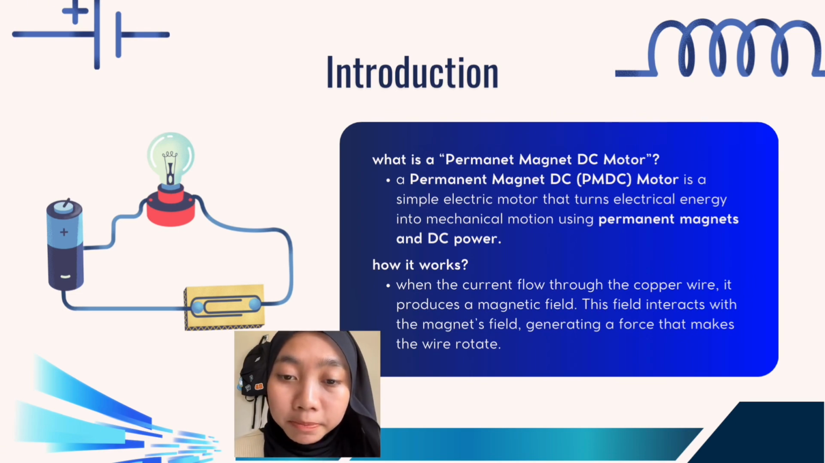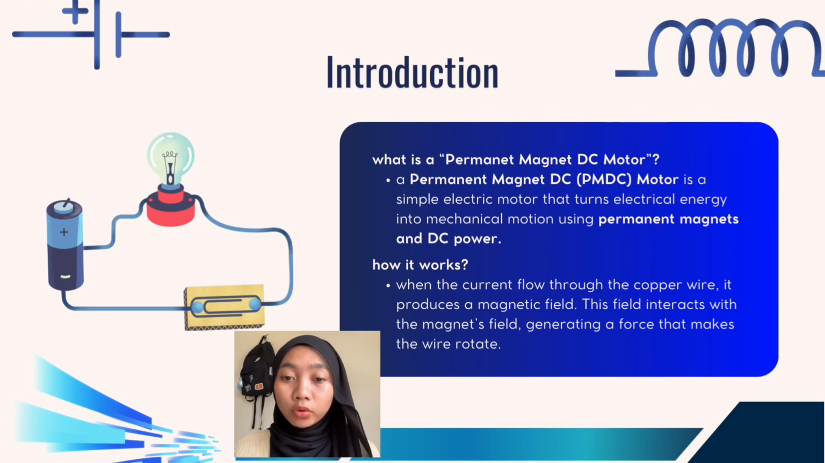First, what is a permanent magnet DC motor? A permanent magnet DC (PMDC) motor is a simple electric motor that turns electrical energy into mechanical motion using permanent magnet and DC power. How does it work? When the current flows through the copper wire, it produces a magnetic field. This field interacts with the magnet field, generating a force that makes the wire rotate.